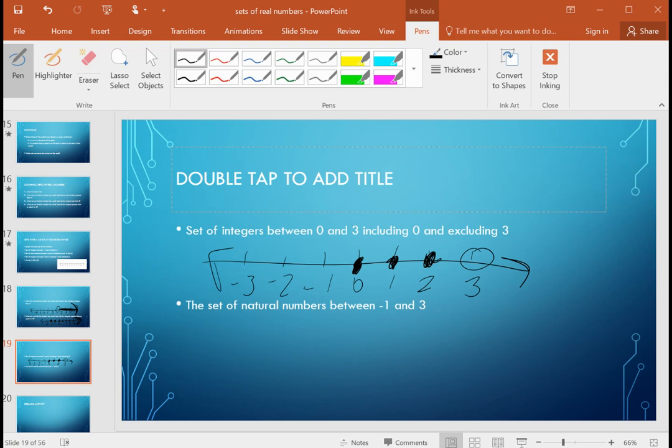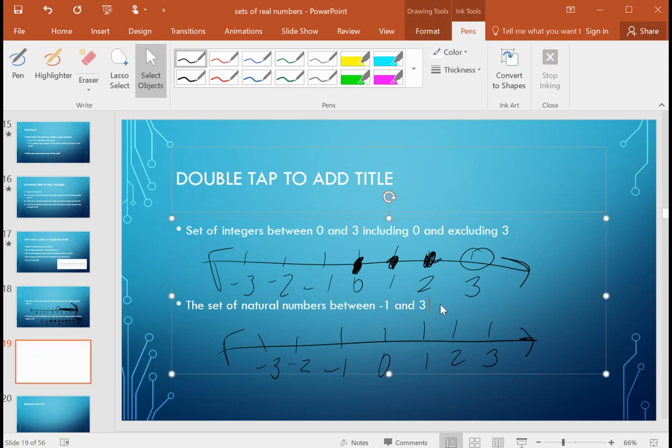When you see the word between, you start and you end somewhere. When you see greater than, less than, greater than or equal to, less than or equal to, that's when you need the arrow. And then this one was a little bit of a trick one, but this is why I want to show it to you. We have 0, 1, 2, 3, -1, -2, -3. So instead of natural numbers between -1 and 3, I forgot, let's put inclusive.